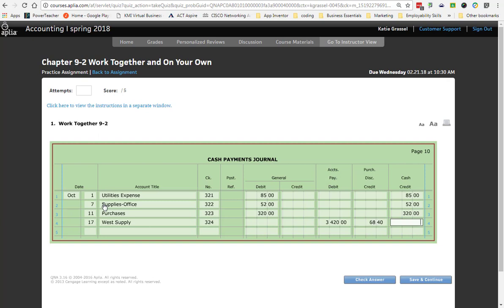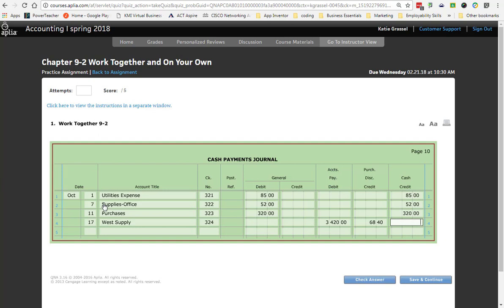This is the first time you have had cents in accounting. Before this, it has always been flat dollars, and you've not had any change. They did that on purpose. Making sure that you don't make a mistake with cents will cause different things. Now, do my debits and credits equal? No. I have a debit here of $3,420, and I have a credit here of $68.40.